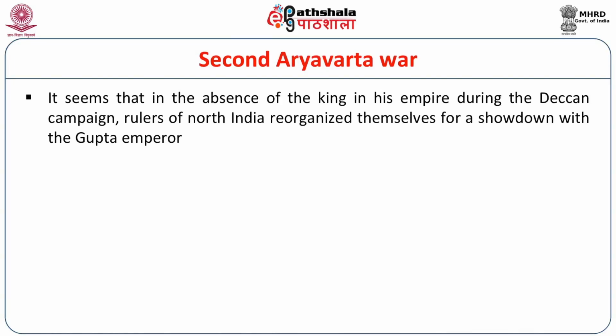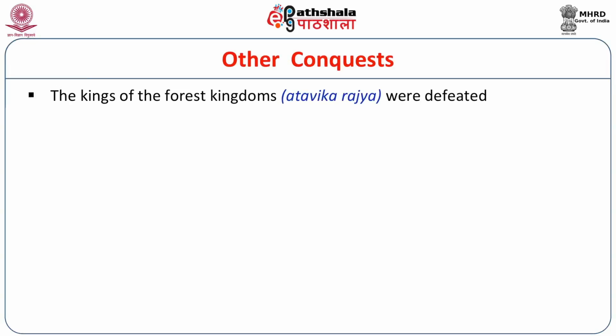Now it seems that in the absence of the king in his empire during the Deccan campaign, the rulers of North India reorganized themselves for a showdown with the Gupta emperor, and that's why while returning from the Dakshinapatha campaign, Samudragupta made it a point to defeat all the forces of North India who organized themselves for a showdown with the Gupta emperor. Now the kings of the forest kingdom, meaning Atavika Rajya, were also defeated by the ruler.